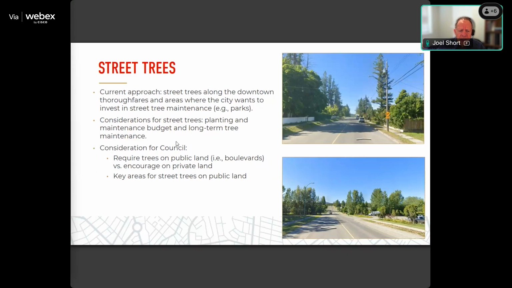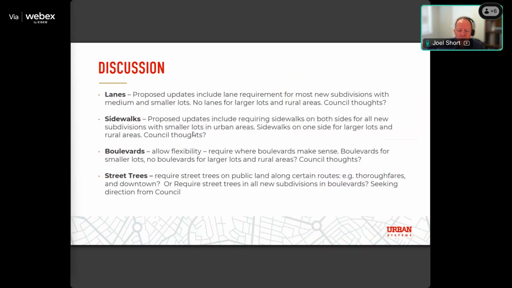Or you could just identify some key areas for street trees on public land. As we're going through this update, there were some questions we wanted to get your thoughts on with lanes. We're thinking lanes are a really good idea, and we really want to encourage them and require them in the subdivision servicing bylaw, particularly for smaller lots. Medium and smaller lots in more urban settings, not lanes for larger lots or rural areas.